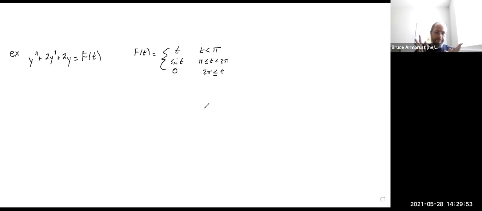All right, so you see this problem. Let's think about what we would have to do to solve it. If it wasn't piecewise, no problem, right? If it wasn't piecewise, you have y double prime plus 2y prime plus 2y equals t. You're good to go. If it was just equal to sine, you're good to go. If it was just equal to 0, oh yeah, you're super happy. That's homogeneous, so we're definitely good to go. So you would know what to do if it was just any one of those at any point in time.